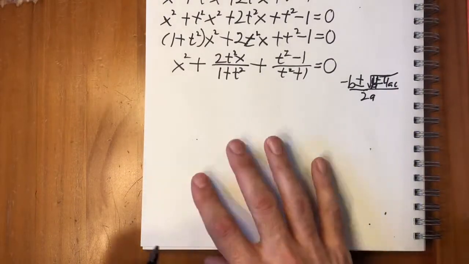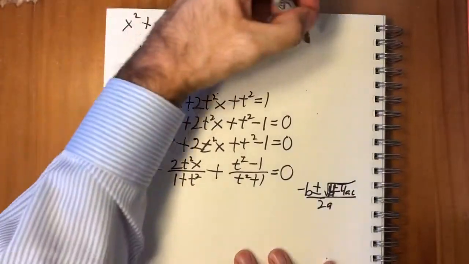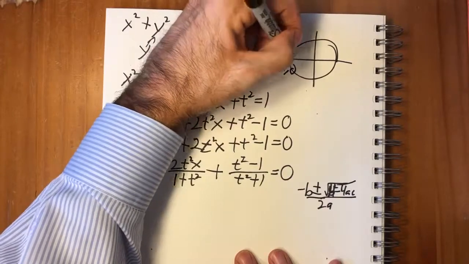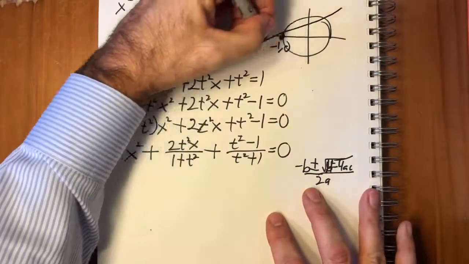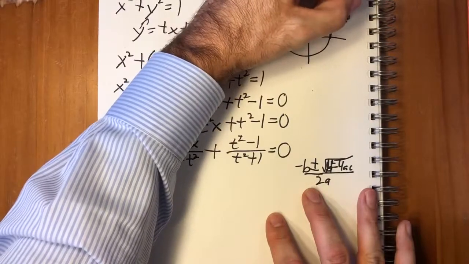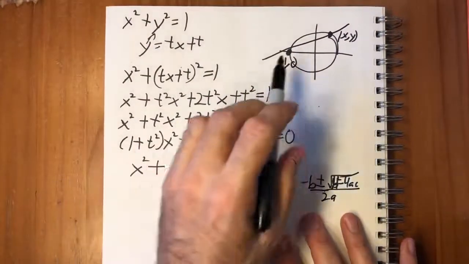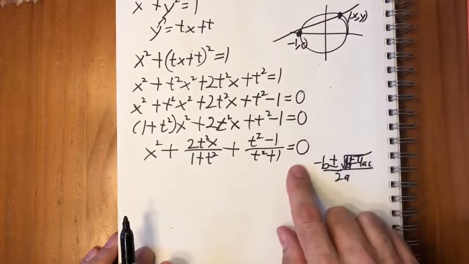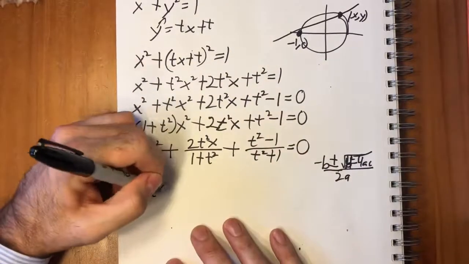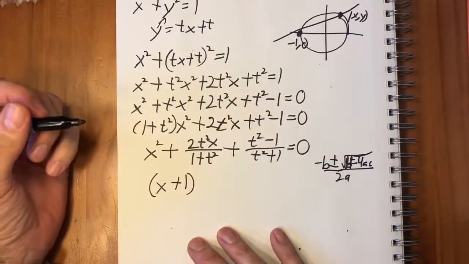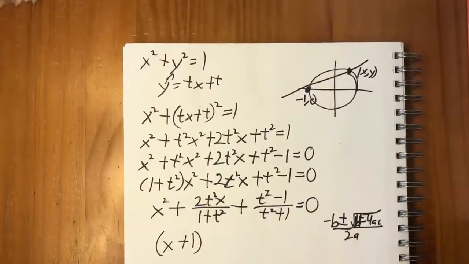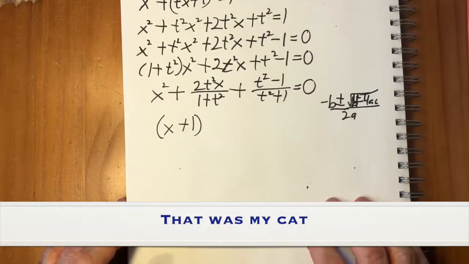But if we remember, we know this point is on the circle, right? So that means that one of these factors has to have minus 1 as a solution. So if minus 1 is a solution, then one of the factors is x plus 1.